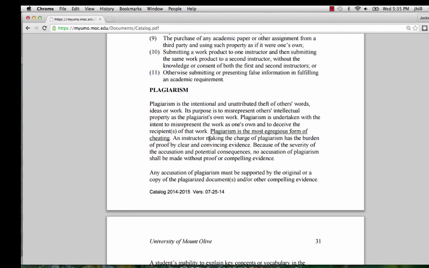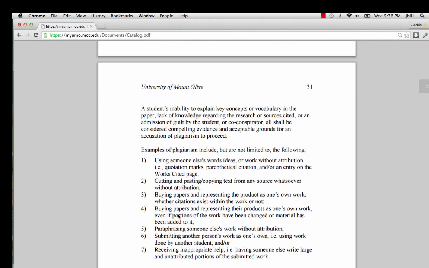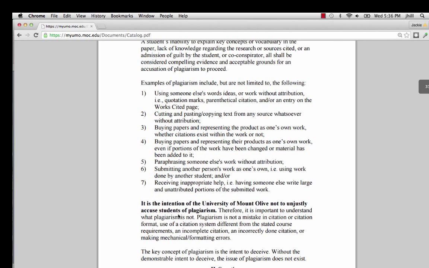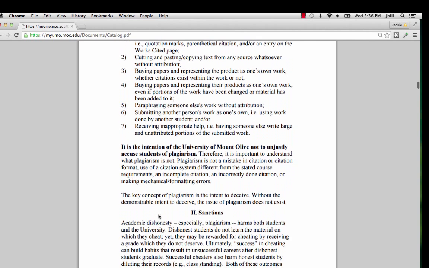The following statement is underlined to indicate its importance. Plagiarism is the most egregious form of cheating. In other words, the University of Mount Olive considers plagiarism the worst, most shockingly bad form of cheating. Then the policy lists examples of what it considers to be plagiarism, most of which we have discussed in this tutorial, and then the policy lists in detail the sanctions or penalties for committing plagiarism.